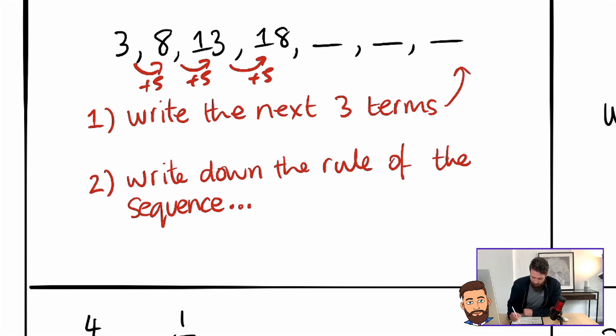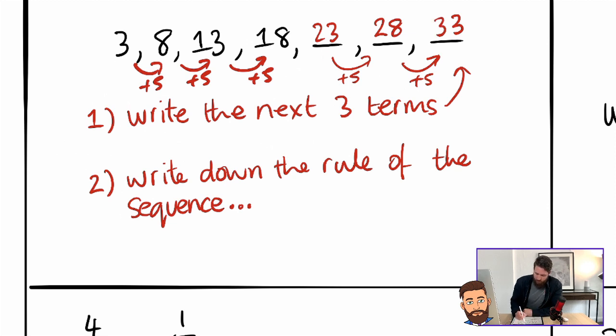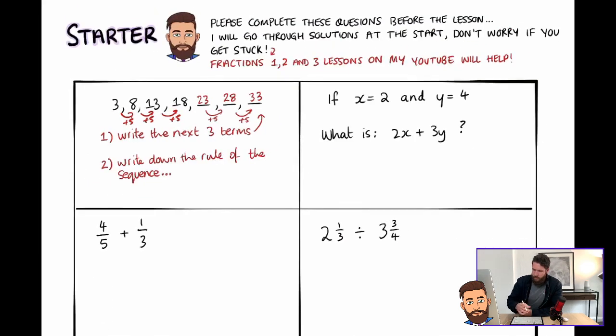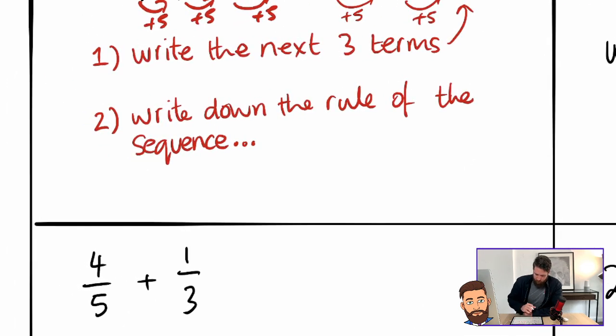So if it's going up by 5 each time, you can simply add on 5 to the term 18 and you would get 23. And then same thing, you're going to add 5 each time, so you should have got 28, and add 5 again would give you 33. So hopefully you managed to add on 5 each time. Very simple, quite straightforward. Spot the pattern and do it to the sequence.